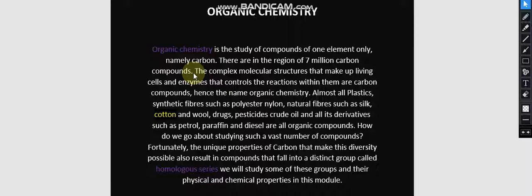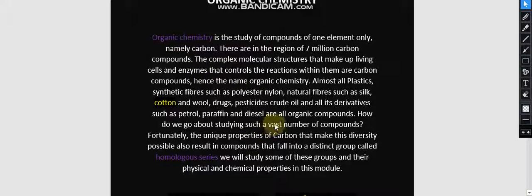In fact, if you look at the reactions that happen inside the body, whether it's DNA replication or whatever, they all use enzymes, and those enzymes themselves are made of carbon compounds, right? So I've made a list here of all these. The complex molecular structures that make up living cells, and the enzymes that control the reactions within them, are carbon compounds, hence the name organic chemistry, right?